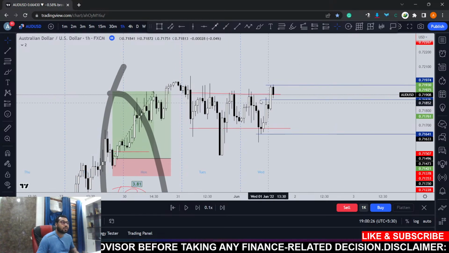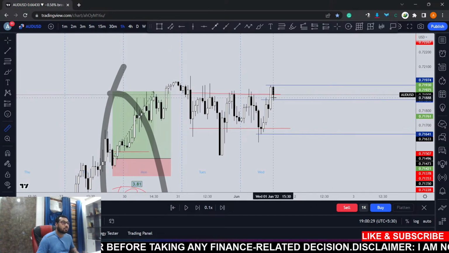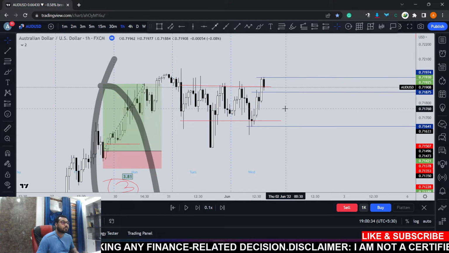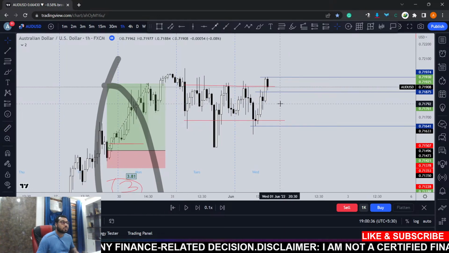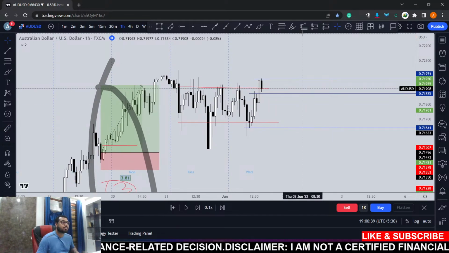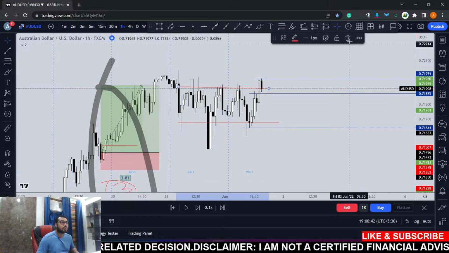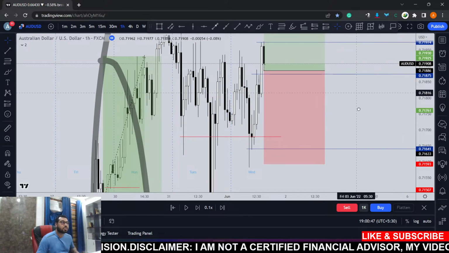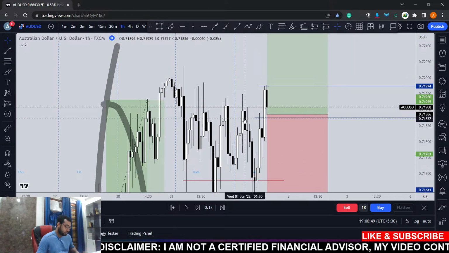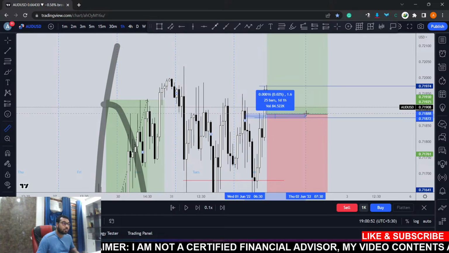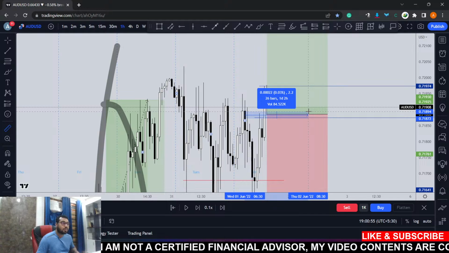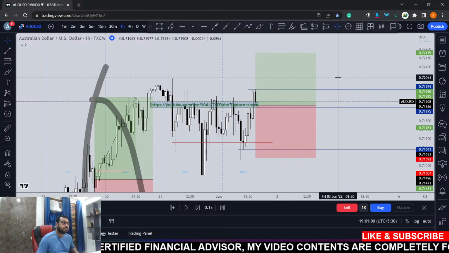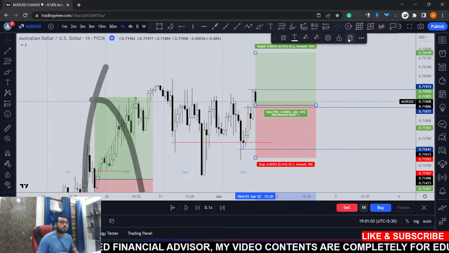Let's wait for one more candle. Let me check what the stop loss is. The stop loss is quite good. Just take this trade. Let me check. It would have tagged me in. Let's remove the order.